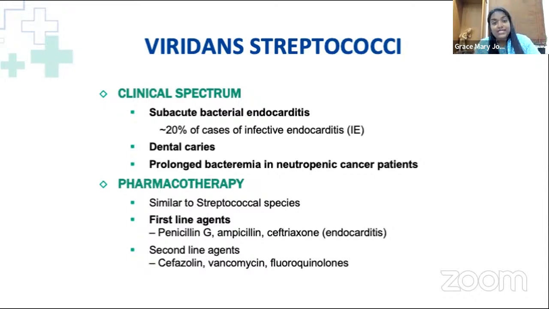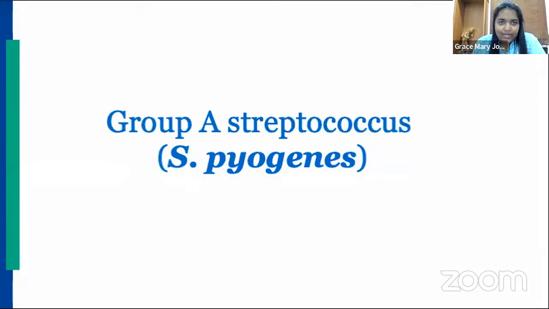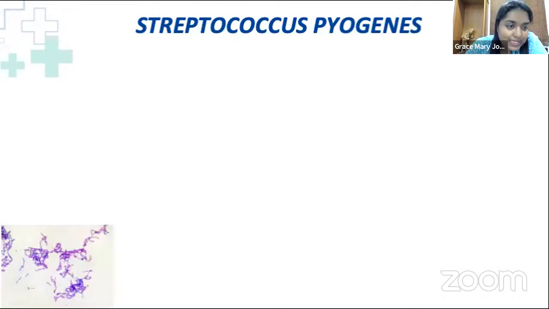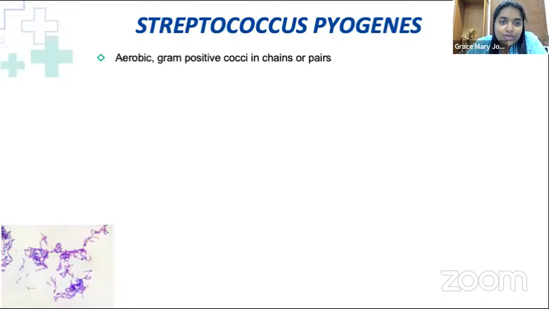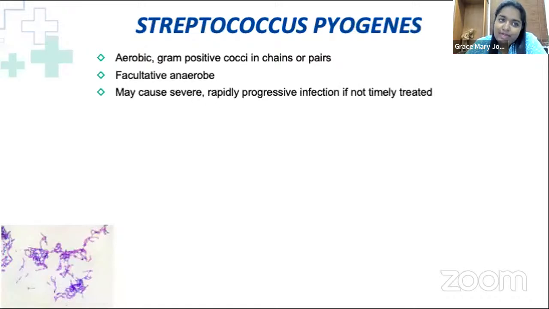Now coming to the beta hemolytic bacteria. Our first one is group A Streptococcus, sometimes called GAS, sometimes called Streptococcus pyogenes. You can see here your Streptococcus pyogenes. They are also cocci in chains or pairs, facultative anaerobes. If you do not treat it at the right time, it can rapidly progress. It has a lot of virulence factors.